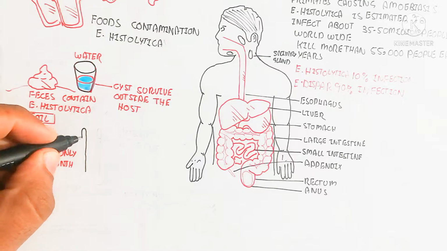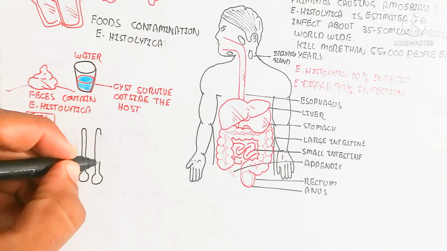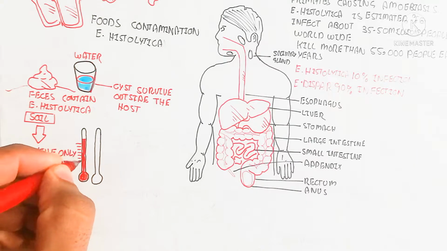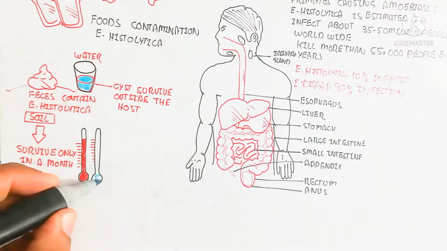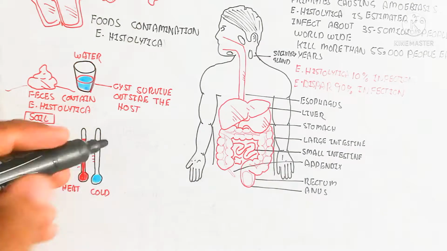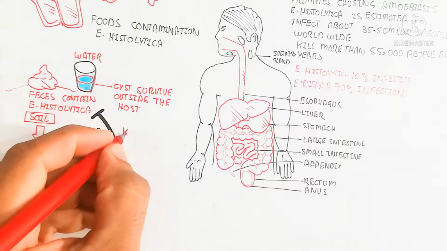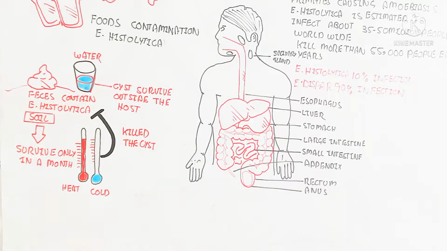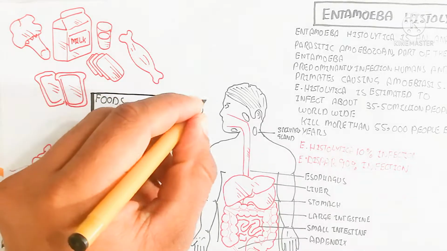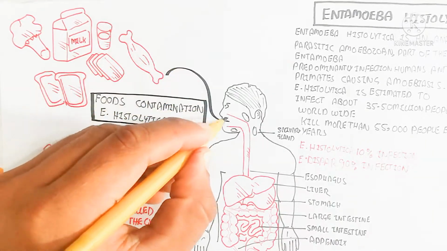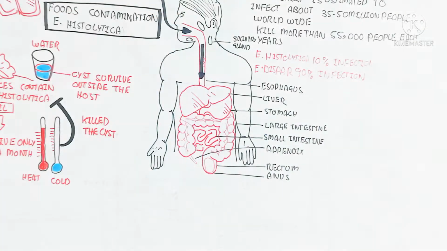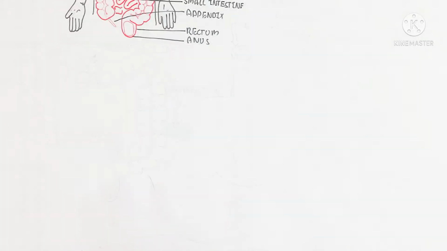The cysts survive only a month. The Entamoeba histolytica cyst can be killed by heat and cold. So we can raise the temperature of the food to kill Entamoeba histolytica, and cooking food is very important for prevention. The contaminated food will move into the oral cavity, be swallowed and go into the esophagus.